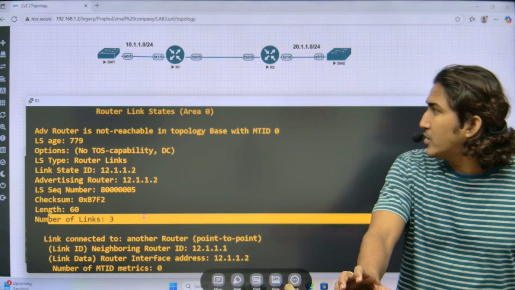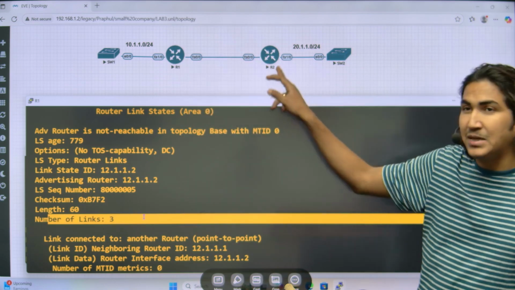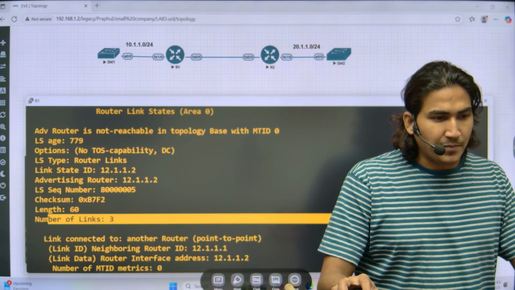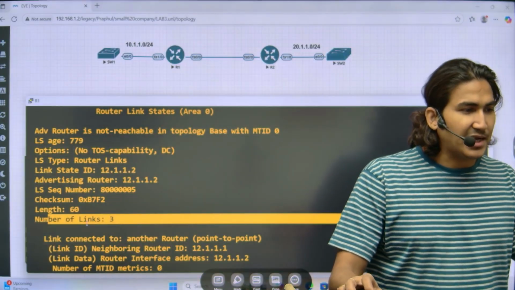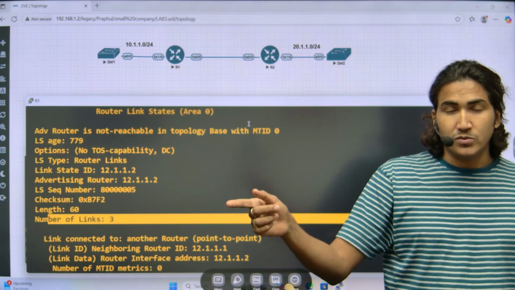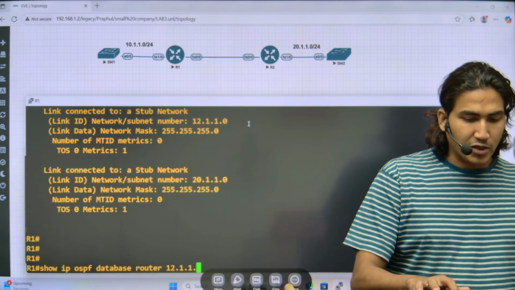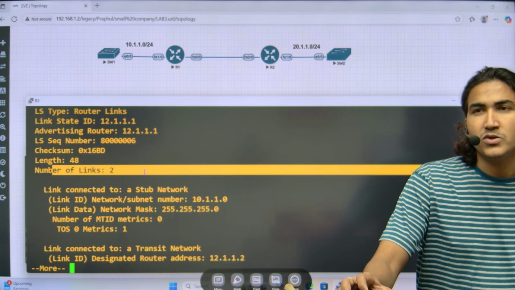The number of links on router number 2 is showing 3, right? It is considering its neighbor as well as a link. And one more thing, this is the database of router 2. If I open my own LSA, 12.1, here the number of links is 2 only.